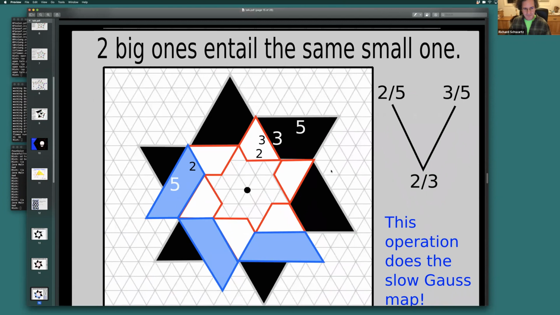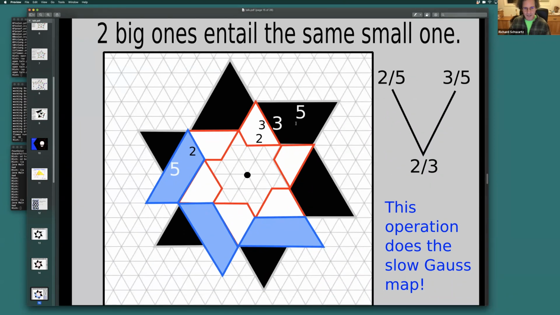Now, it turns out that two different necklaces entail the same necklace. So here this black one entails the white one, just as I drew before, but this blue one, if you continued it all the way around, would also entail the white one. So not only does 3/5 entail 2/3, so does 2/5. And if you look at this rule, it turns out to be exactly the rule for continued fractions. So this is another implementation of continued fractions.